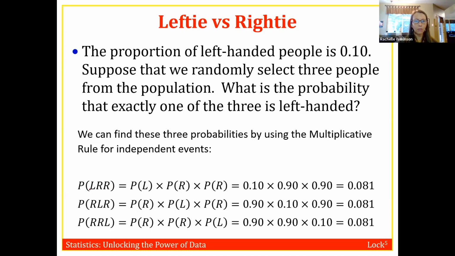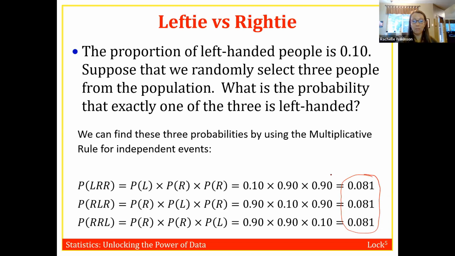So let's start with the first one. The probability of a lefty, righty, righty would be the probability of a lefty times the probability of a righty times the probability of a righty. So I'm going to get 0.1 times 0.9 times 0.9, which is 0.081. And the probability of a righty, lefty, righty is the probability of a righty times the probability of a lefty times the probability of a righty. So that's 0.9 times 0.1 times 0.9. So that's 0.081. Similar idea for righty, righty, lefty. I get 0.081. So what do you notice about all these values over here?